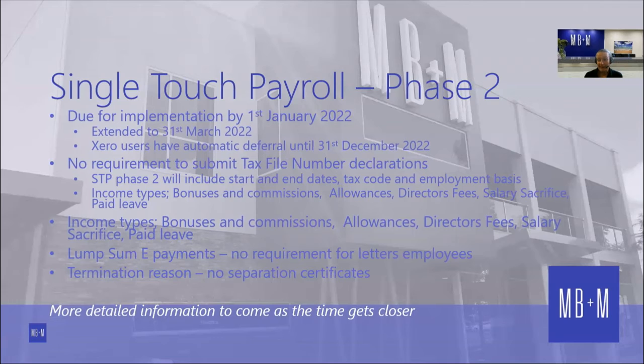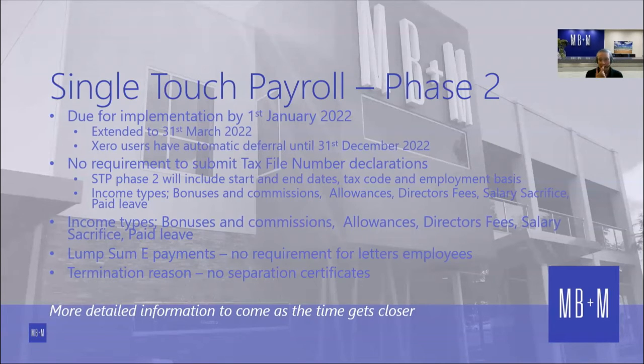Lump sum e-payments, if you've ever had to back pay an employee for underpaid wages, for example, that were older than 12 months, and you needed to report them, calculate the tax withheld differently, and then send them a letter with what years or what financial years each back pay payment relates to, that's no longer. So that'll happen all automatically for you when you're processing your payroll.